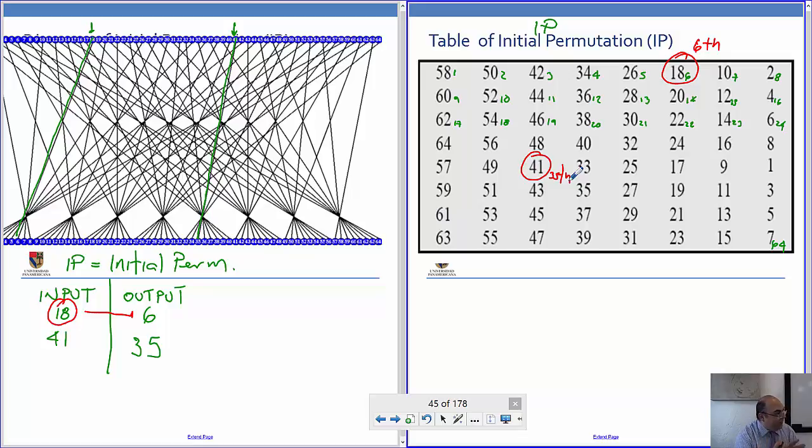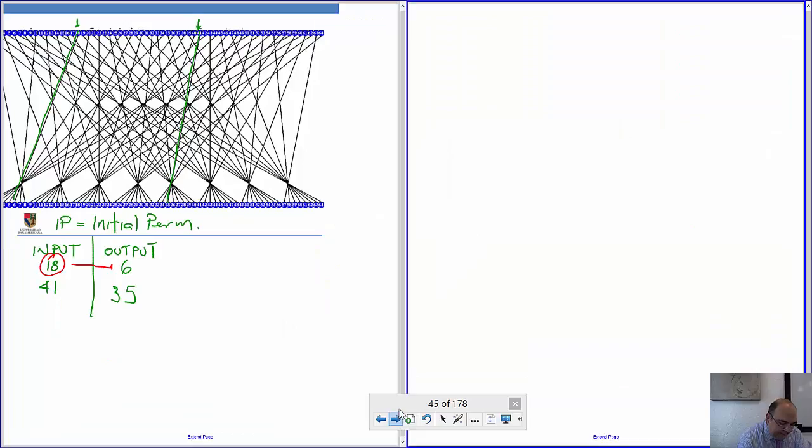Okay, so as you can see, we are permuting not in a random way, because if we do it in a random way, we cannot reverse it. This is deterministic. It's a deterministic permutation. We know what we are doing. Okay, so we can reverse it. So this is the initial permutation. The first 64 bits of the block, we are going to do this.